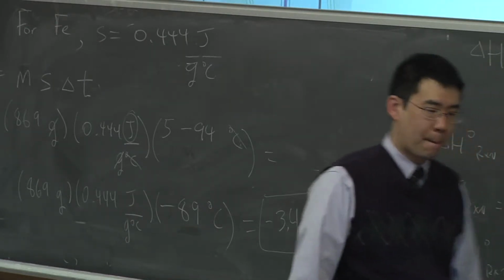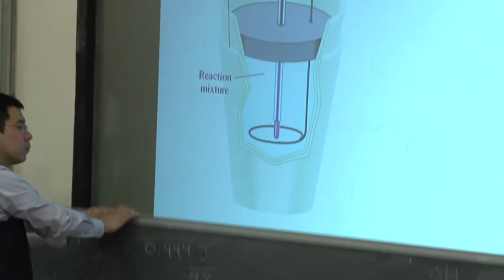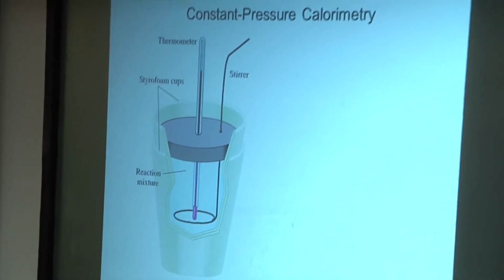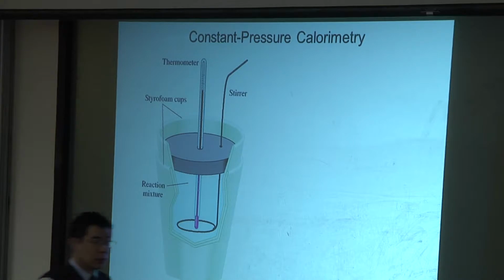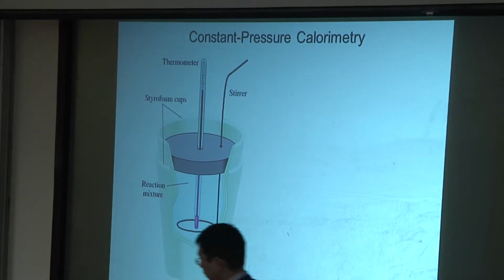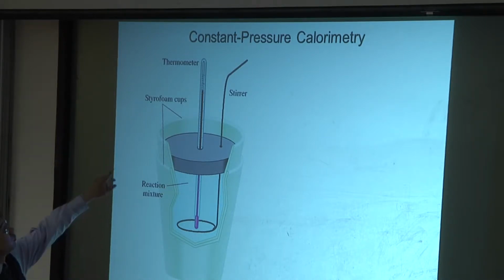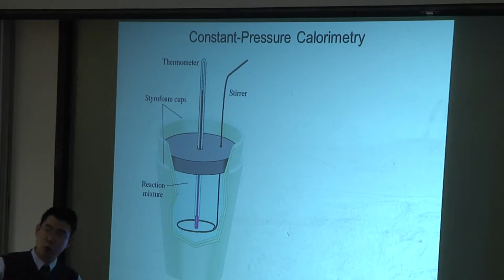Okay, so this is, if you haven't done it yet, a rough approximation of what you do in your lab, the coffee cup lab or the styrofoam cup lab. This is what's called a constant pressure calorimeter. And you're correct, Q divided by N is going to give you delta H. In a constant pressure calorimeter, you basically have a styrofoam cup or something that holds the heat.